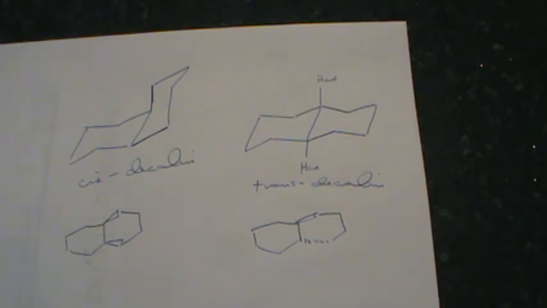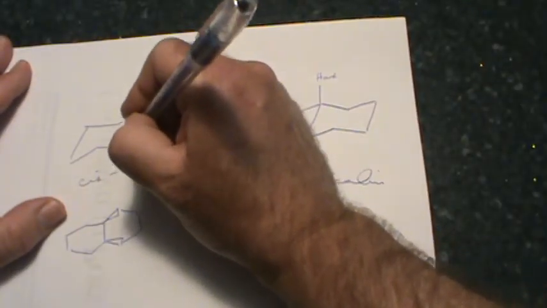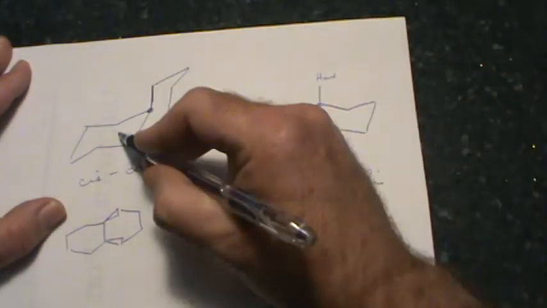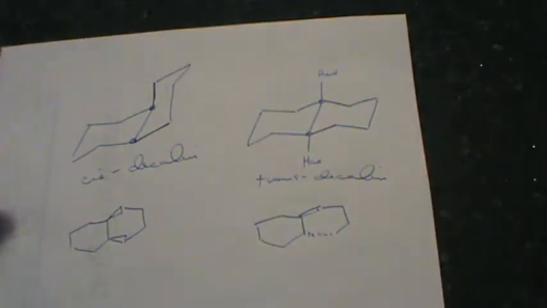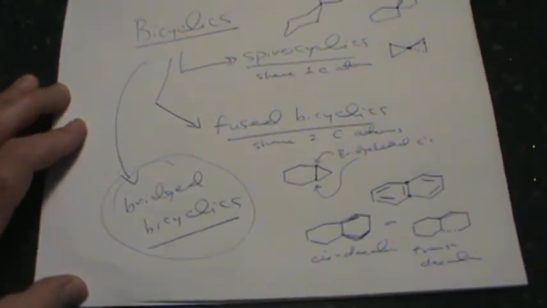They are examples of fused bicyclics because unlike the spirocyclics in which one carbon is common to both rings, in fused bicyclics there are two carbon atoms, the two that I am bold facing, which are common to both rings. Cis-decalin and trans-decalin. Well, I told you a moment ago that there's actually 3 different types of bicyclics, and the type that we've yet to discuss are the so-called bridged bicyclics.